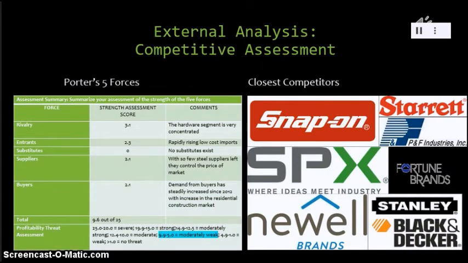Next, in the external analysis, we look to the competitive assessments, which show Simpson Manufacturing's closest competitors in the assessment summary using Porter's 5 Forces model. Here we can see some of Simpson's closest competitors being Snap-on and Stanley Black & Decker.